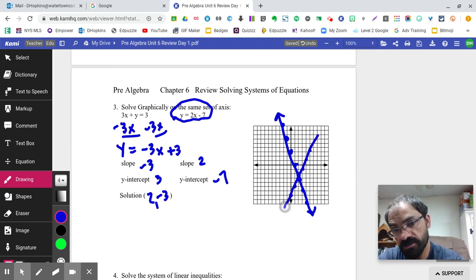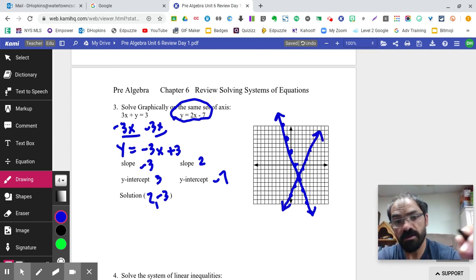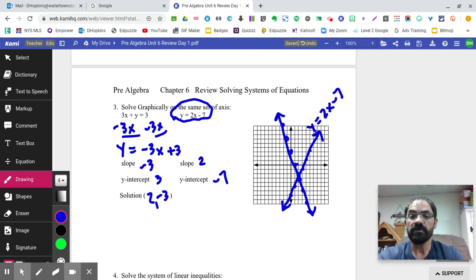My boxes are so small, I'm sorry. And don't forget to label. You only have to label one line if you have two. You should label them both. But this is my solution. The solution is where they intersect. And that should be a good review as well.